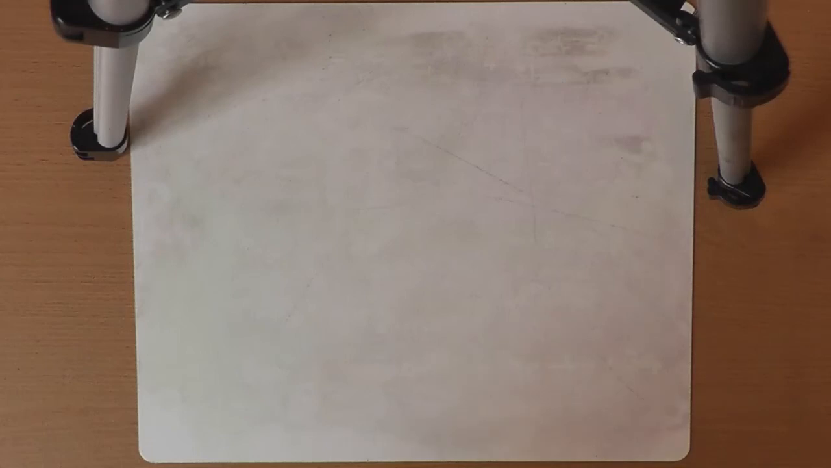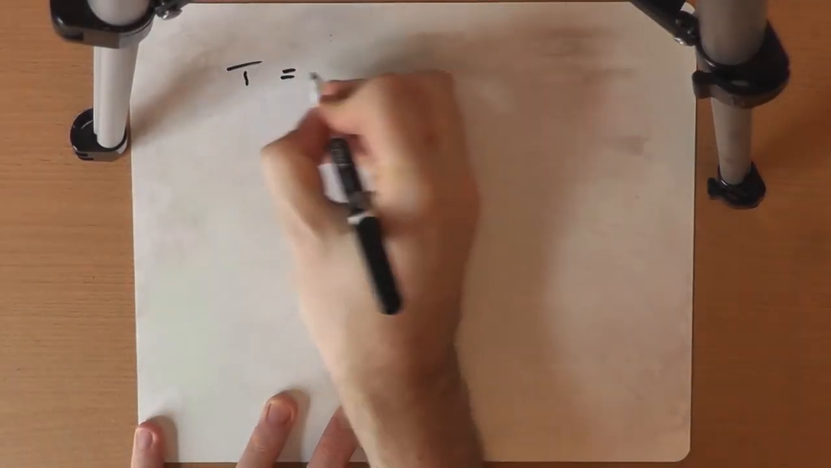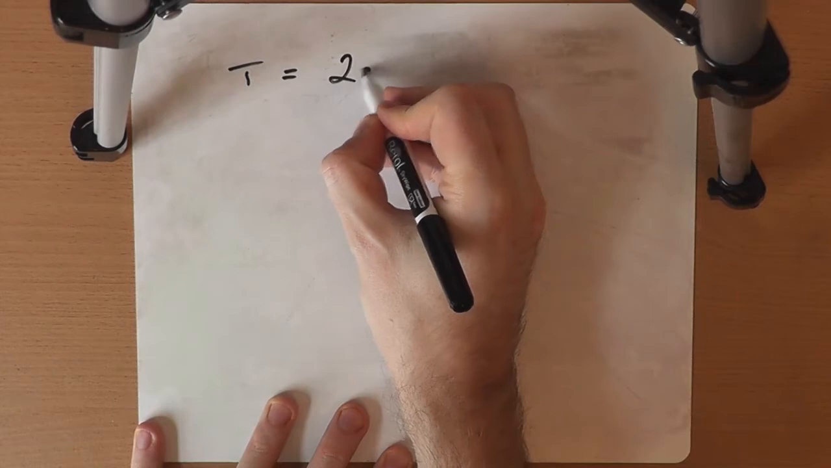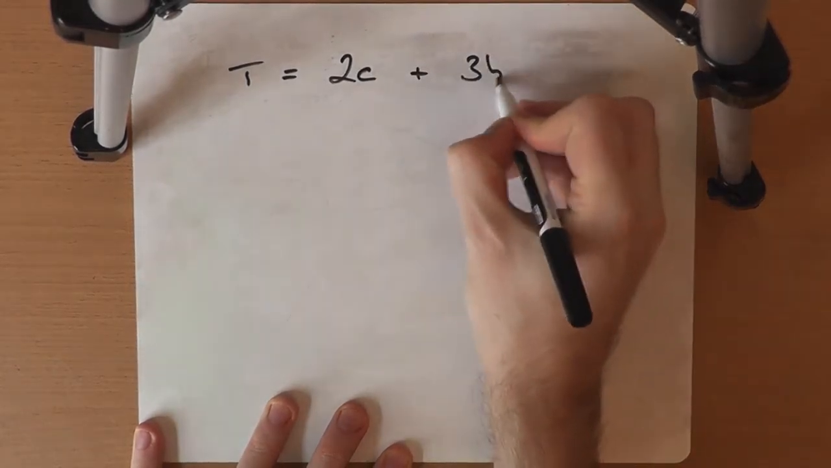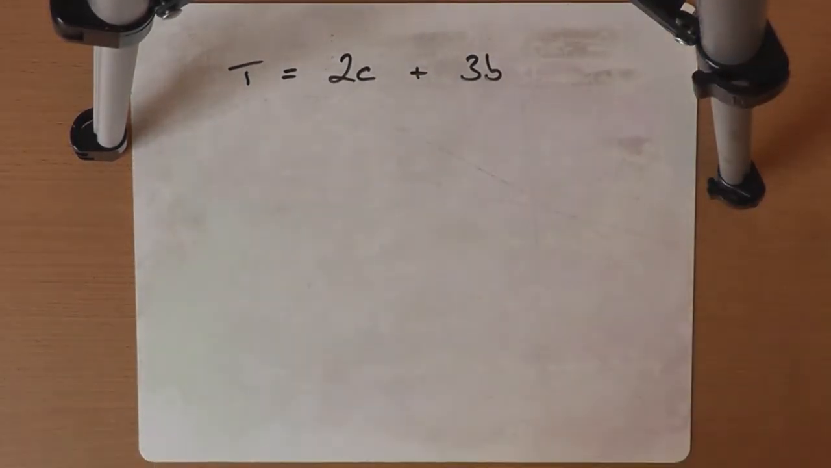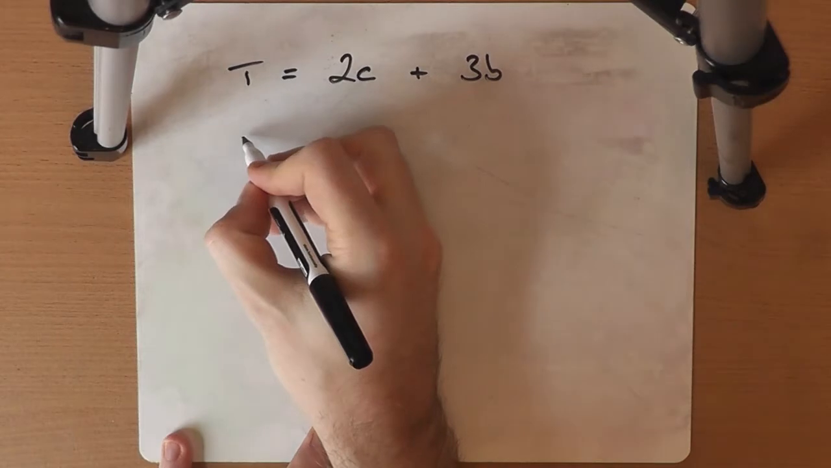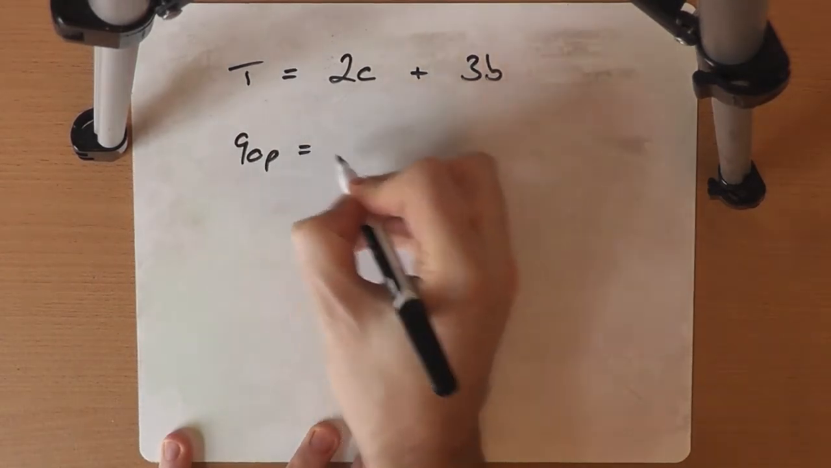So I go to the shops and I buy 2 carrots and 3 bananas. In total, my shopping comes to 90 pence. The bananas cost 20 pence each. Work out the cost of 1 carrot. So the total of the shopping is 2 lots of the carrots and 3 bananas added together. 2 carrots and 3 bananas added together gives us the total, where C is carrot and B is banana.